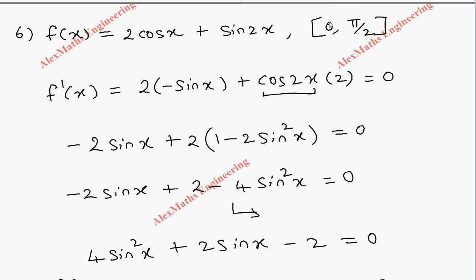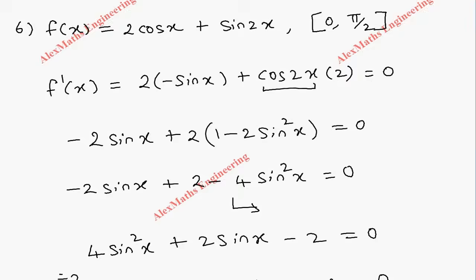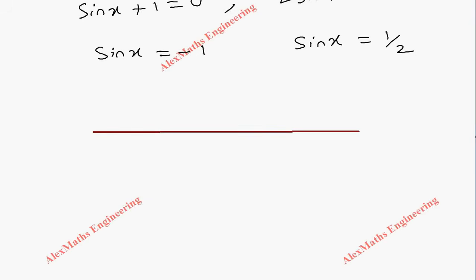Before marking the critical values, this closed interval is given as 0 to pi by 2. So let's mark 0 to pi by 2 here. Now it's the first quadrant, so it is not possible to get a value of x which gives minus 1. So we can ignore this, and the only value with sin x equal to half is pi by 6. After this, we have to find the function value for each value on the number line.